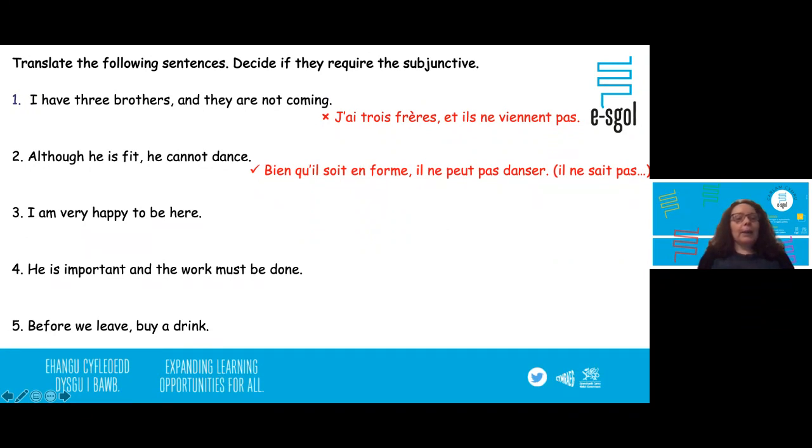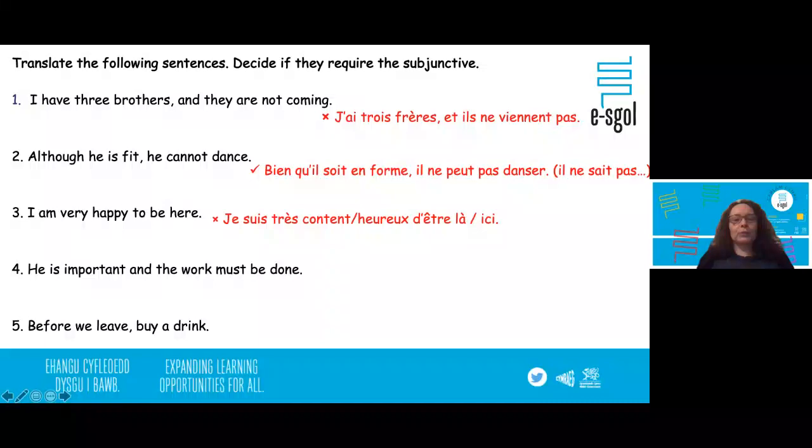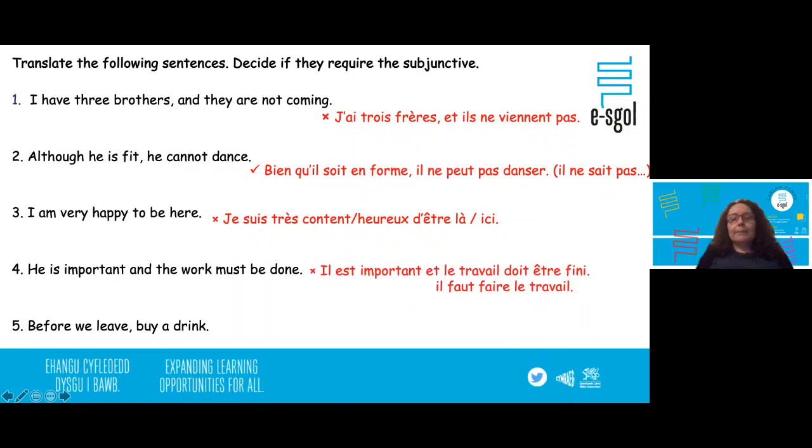Numéro 3, I'm very happy to be here. Je suis très content ou heureux d'être ici, so pas de subjonctif. Numéro 4, he is important and the work must be done. Il est important et le travail doit être fini. Or il faut faire le travail.